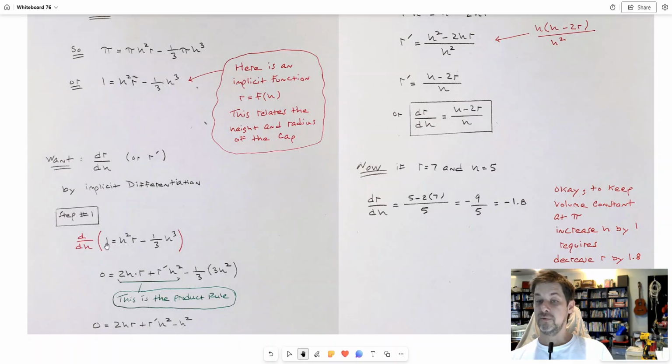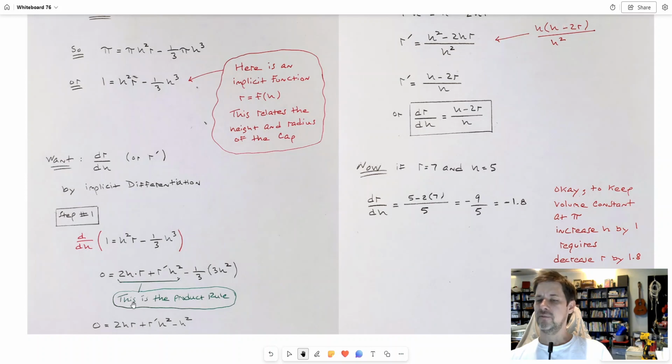For the derivative of 1, 1 is a constant, so I get 0. h squared times r is a product of two functions, so I need to use the product rule. The derivative of h squared is 2h times r, plus the derivative of r, which is r prime, times h squared.